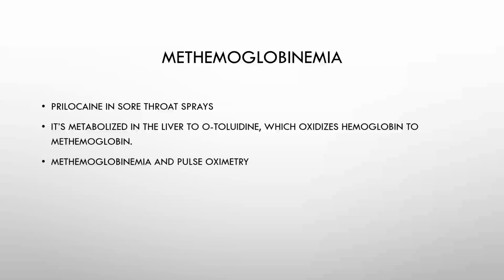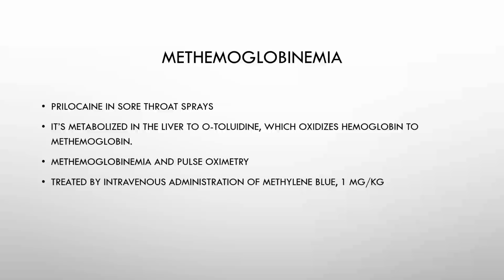When you have methemoglobinemia, based on the way our pulse ox works and the absorption of light by methemoglobin, the pulse ox reads 84% to 86%, no matter what the true saturation is. When it happens, we can treat it with methylene blue, about 1 milligram per kilogram dose, and that reduces the hemoglobin back to non-methemoglobin.